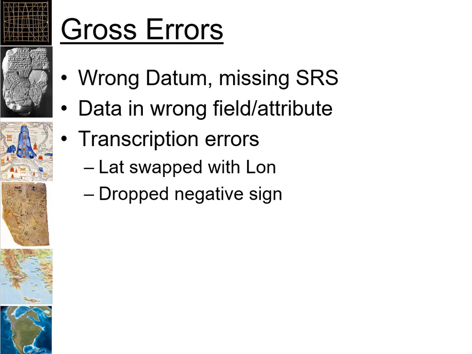And then transcription errors by swapping lat long, which is pretty easy to identify here in Northern California. But if you're somewhere where lat long are closer in value, it's very difficult to identify. Or dropping a negative sign. If you drop the negative on longitude, you end up going from Arcata to Russia. So that's pretty easy to see. And most gross errors are pretty easy to see.